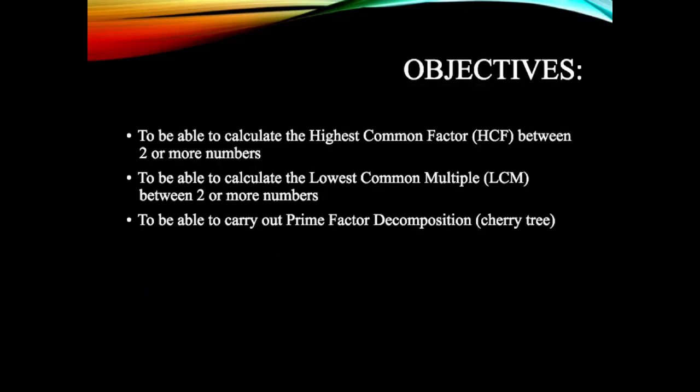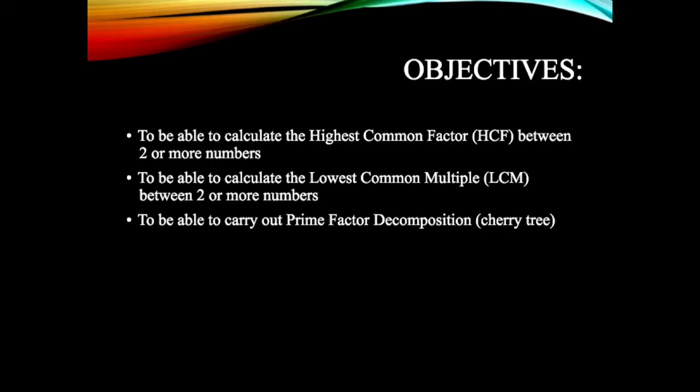Have a look, see what we're going to do in this video then. So the three main objectives are to be able to calculate the highest common factor, also known as HCF, between two or more numbers. We're going to look at calculating the lowest common multiple, or LCM, between two or more numbers, and to be able to do both of these we need to be able to carry out prime factor decomposition, which sounds really complicated and you will have seen it before in class. Your teacher might have called it the cherry tree method, but you'll get to see this as we go through.